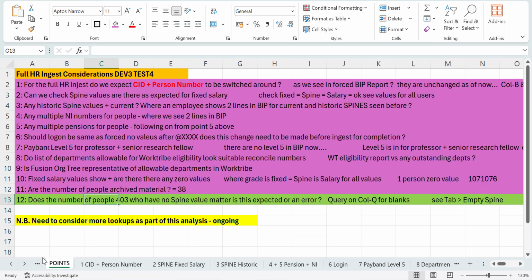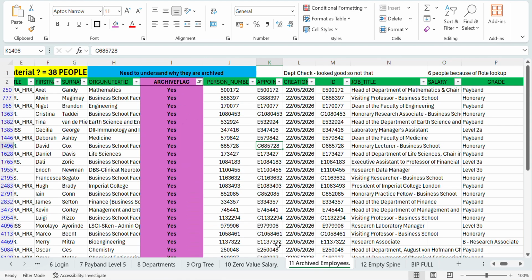And you see a number here, 38, which is, I'm going to say good, because there have been times when we've seen everyone being archived. So we've seen that in the thousands. So we've got it down to a smaller point now, which is good. So we've come over a lot of issues. So we've come up to point number 11 in archived employees.